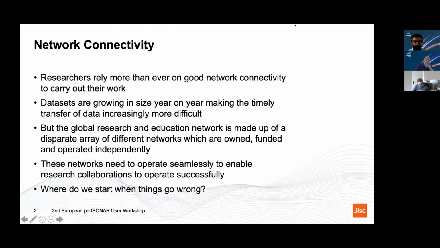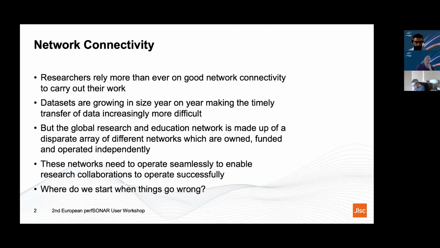Just a sort of introduction. Academic researchers are relying more and more on good network connectivity to carry out their work. And the data sets that they're transferring are growing in size year on year, which makes the timely transfer of this data increasingly more difficult. The rates are going up.